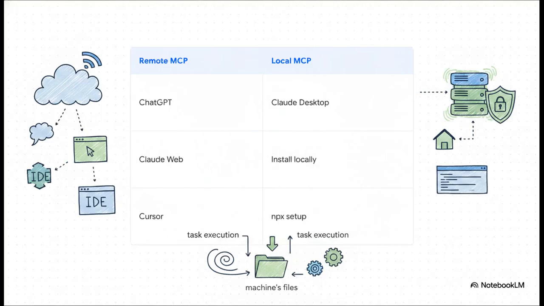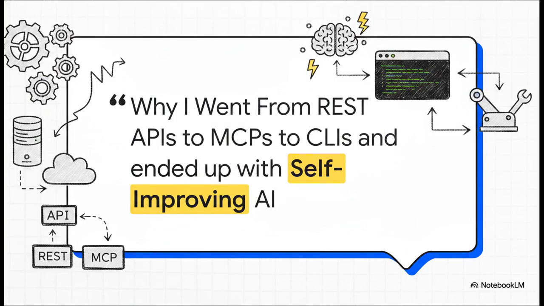And you have a ton of flexibility in how you deploy this nervous system. You can use remote MCP to connect tools you might already use, like ChatGPT, Claude Web, or the Cursor IDE, directly to your machine's files. Or if you are strictly about maximum privacy, you can run local MCP via Claude Desktop or install it entirely locally via an NPX setup. Basically, you can trigger this execution from wherever you feel most comfortable working. The evolution of this is actually fascinating.